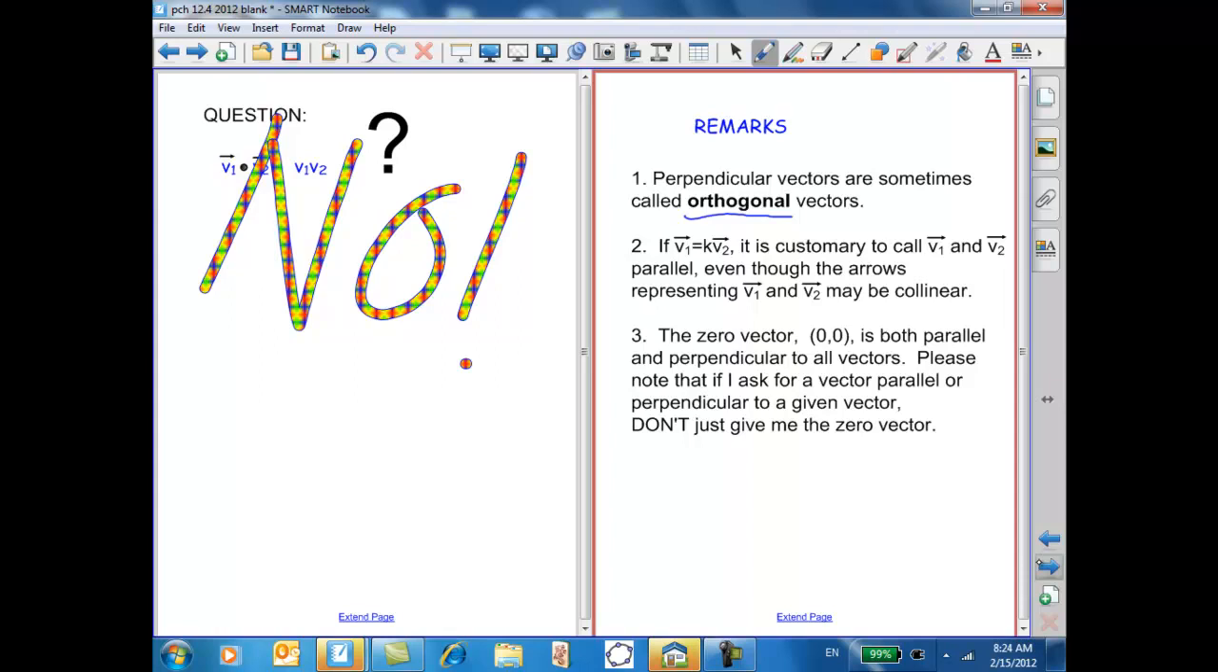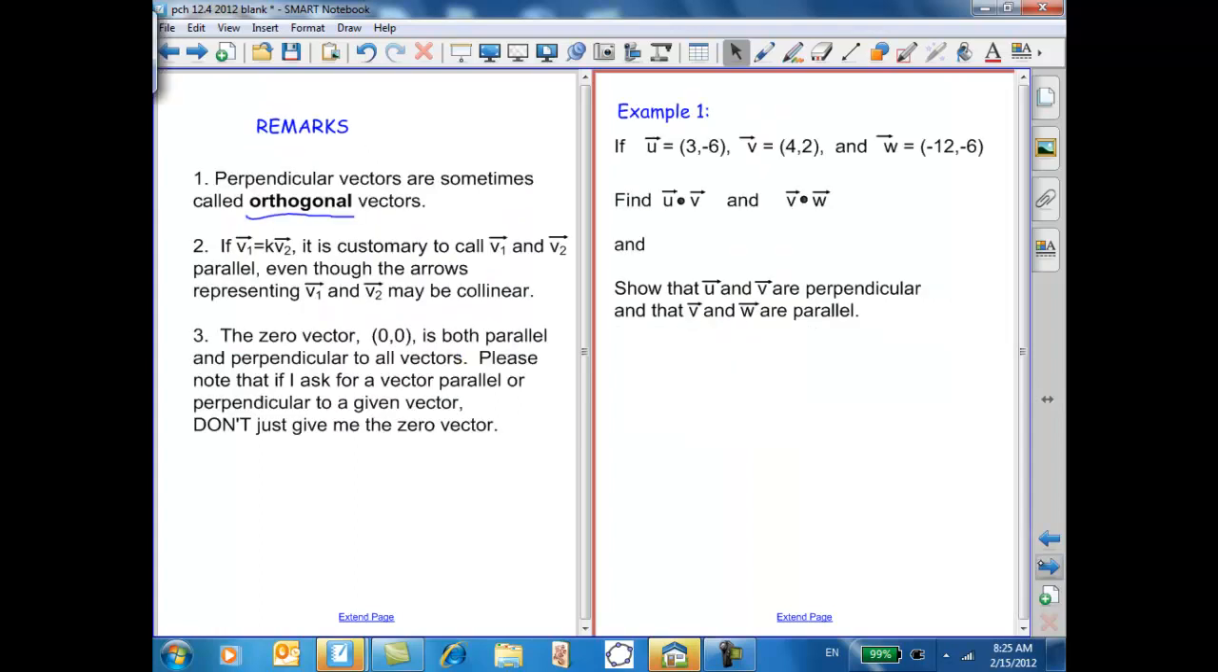Now the zero vector is both parallel and perpendicular to all vectors. Clever zero. Because you can multiply any vector by 0, and you get 0, 0. If you think about this dot product, 0, 0 with anything, what's going to happen? A, B dot 0, 0, it's going to be 0 plus 0, which is 0. So that's how you can argue that it is parallel and perpendicular to any vector. But if I ask you for a vector parallel or perpendicular to a given vector, don't just give me the 0 vector. Usually I add to the instructions, and it's in your homework too, a non-zero vector that's parallel to something, a non-zero vector that's perpendicular. And we'll see that come up in this first problem here.